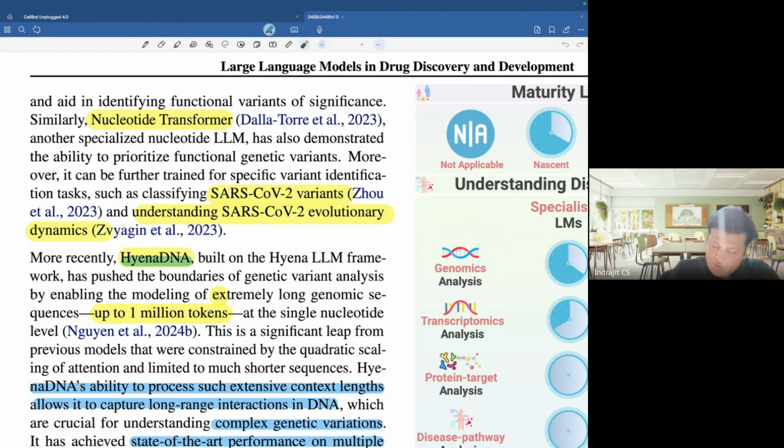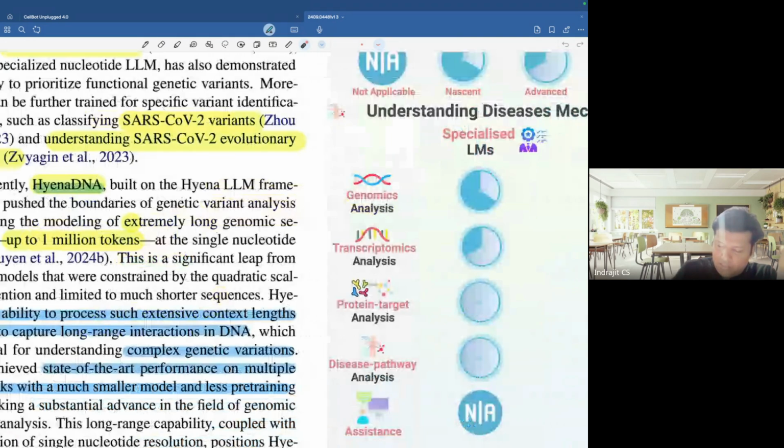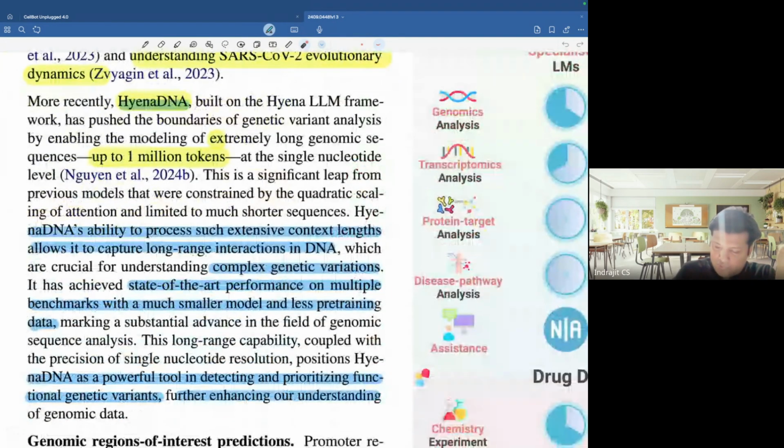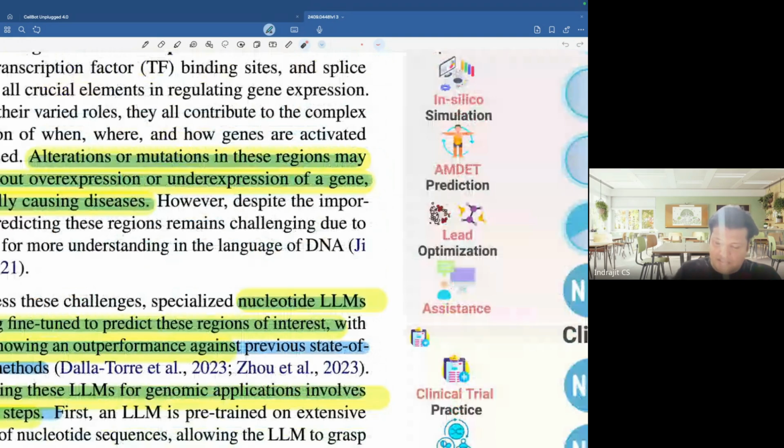You can look into Hyena DNA; it's an explosion of information, and I wanted to keep it limited while we also touch upon some of the important aspects, so that we are able to cover most of this paper. As you see, it's a long one, so I wanted to keep it crisp to understand the major aspects. Hyena DNA's ability to process such extensive context length allows it to capture long-range interactions in the DNA.